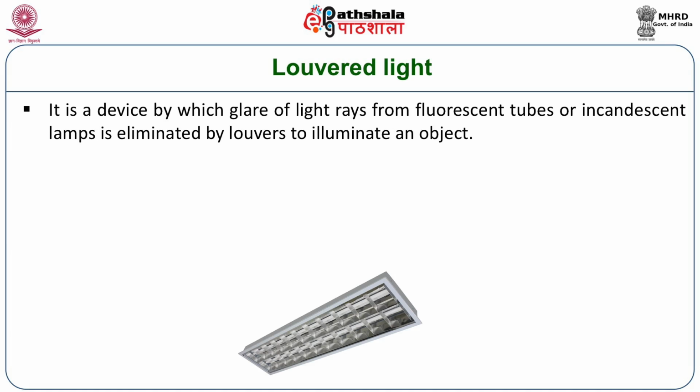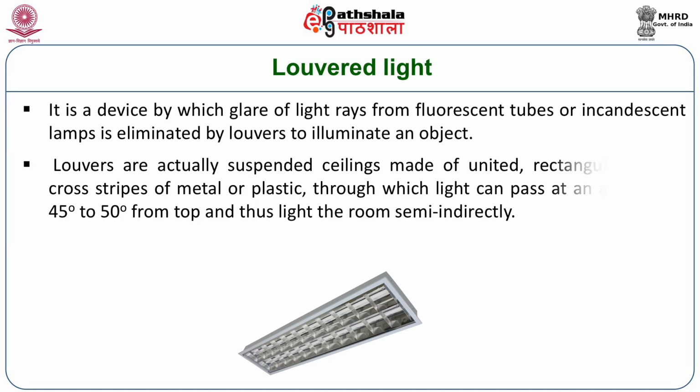Louvered light. It is also a device by which glare of light rays from fluorescent tubes or lamps is eliminated. Louvers are actually suspended from ceilings, made of united rectangular-shaped cross stripes of metal or plastic, through which light can pass at an angle from 45 to 50 degrees from the top and thus light the room semi-indirectly, and there is no glare on the object.